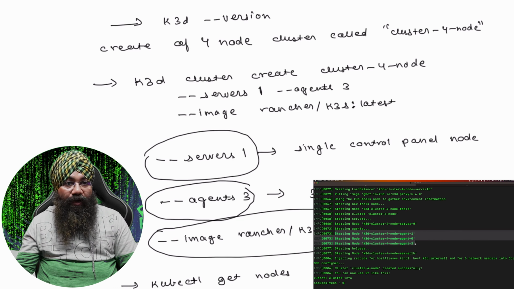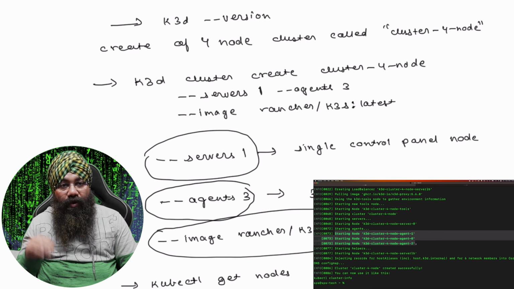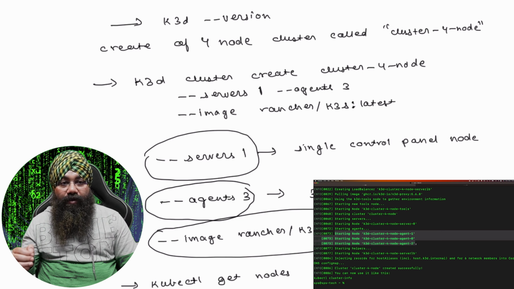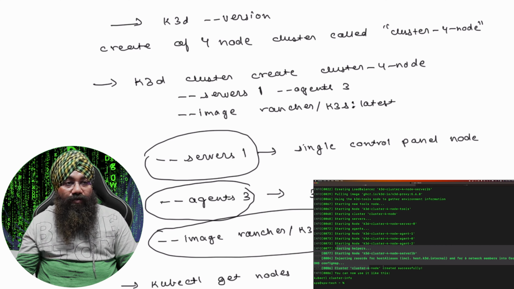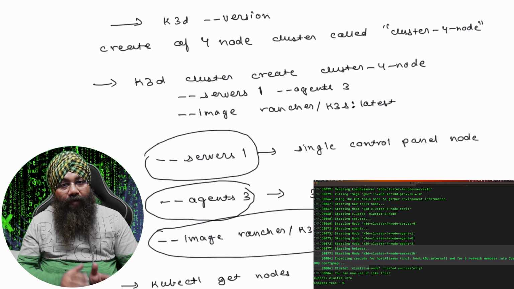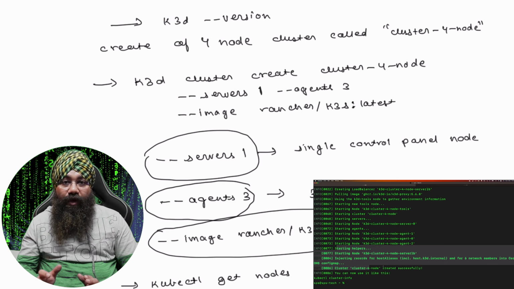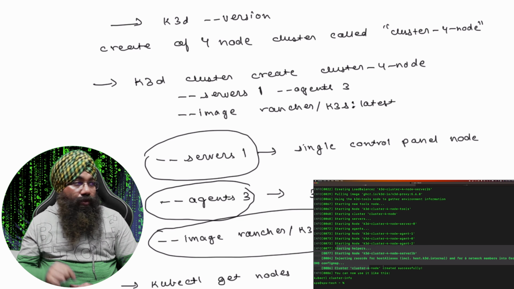Also, if you don't know what a control plane is, please watch our previous video. Then you can come back to this video, and you will have a better understanding. Okay. So it is doing some other things as well, but as of now, you can focus on the control plane and worker nodes. So I'm trying to create a 4-node cluster with 1 control plane and 3 worker nodes.